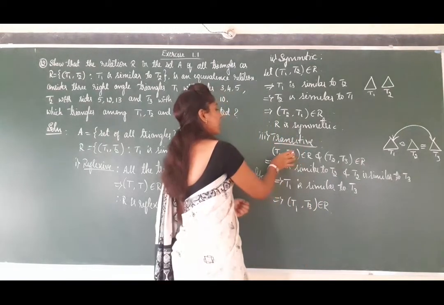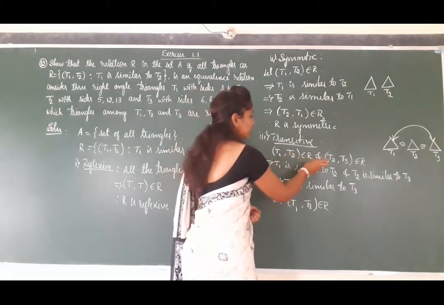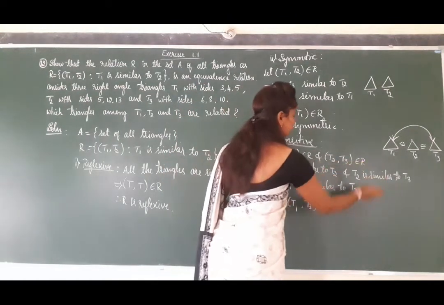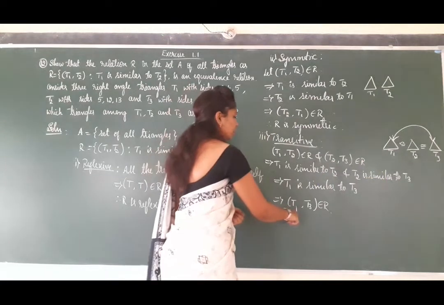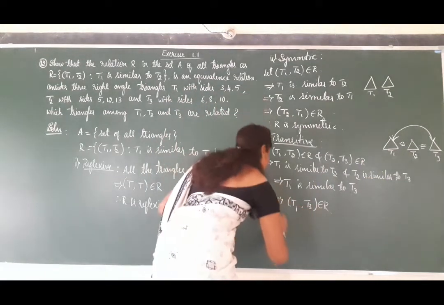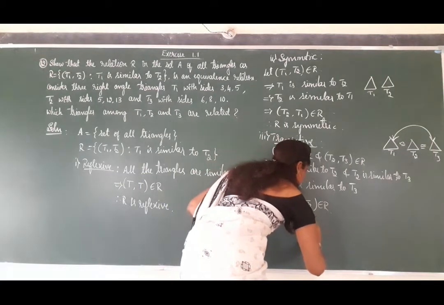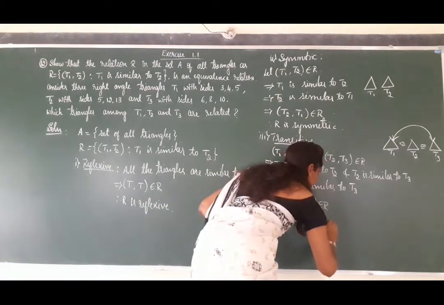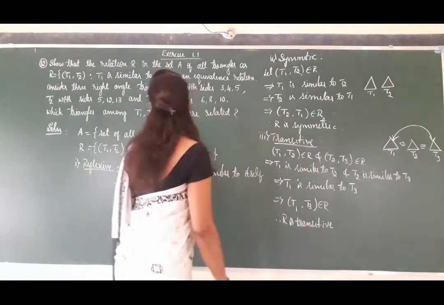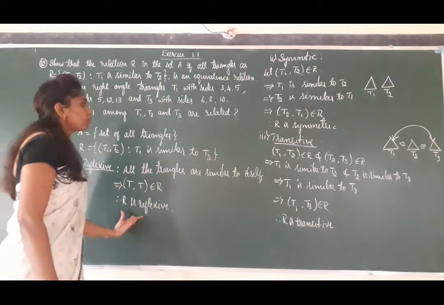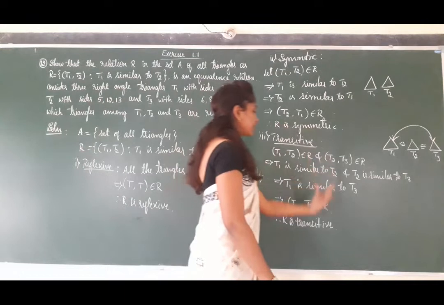First, (T1, T2) belongs to R and (T2, T3) belongs to R. Then we get (T1, T3) belongs to R. Therefore, R is transitive. Here, the given relation is reflexive, symmetric, and transitive.